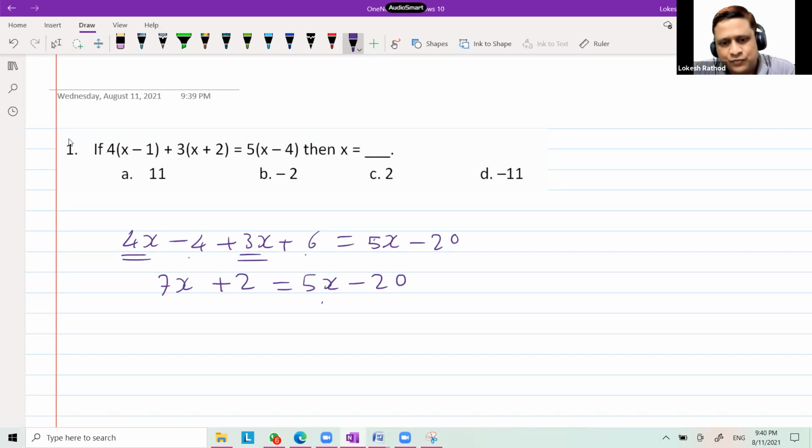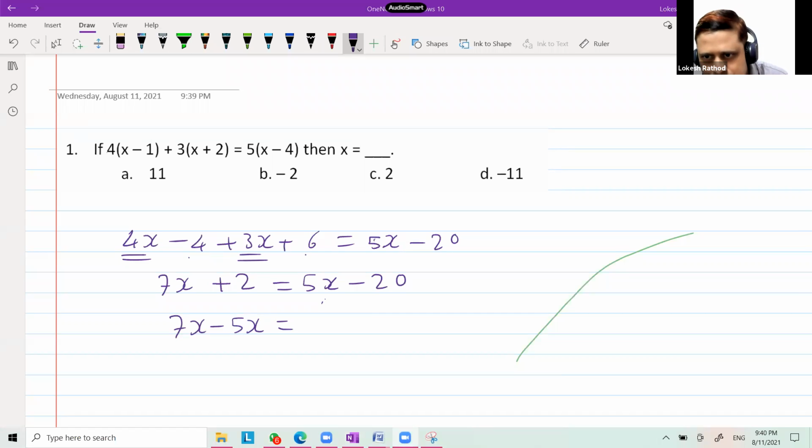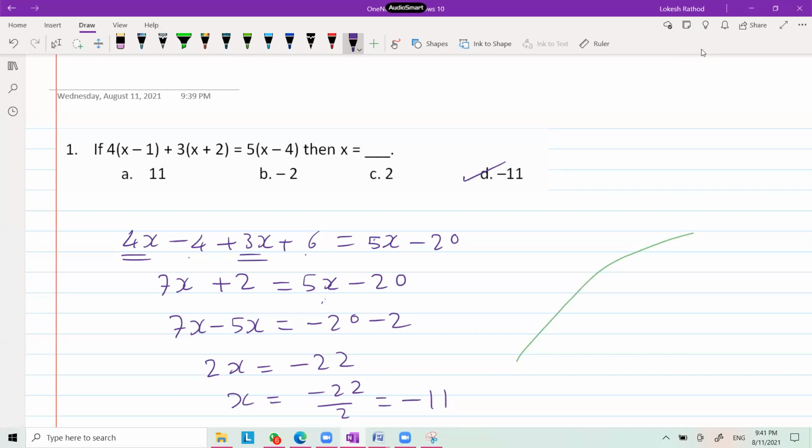Now this 5x comes to the left hand side, so it's 7x minus 5x, and this 2 goes to that side, so it's minus 20 minus 2. So I have got 2x equal to minus 22, correct? Or x is equal to minus 22 over 2, which is minus 11. Are you getting this? Yes.